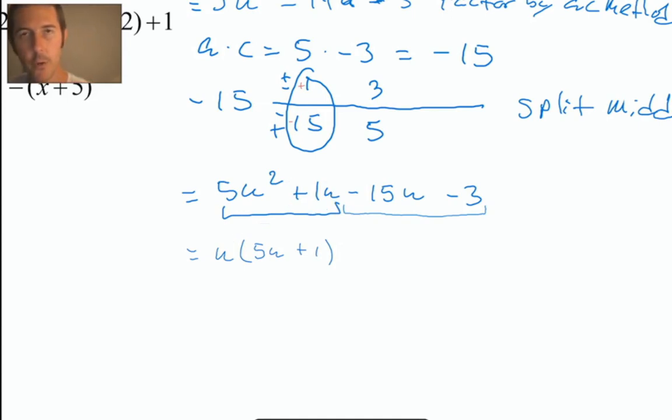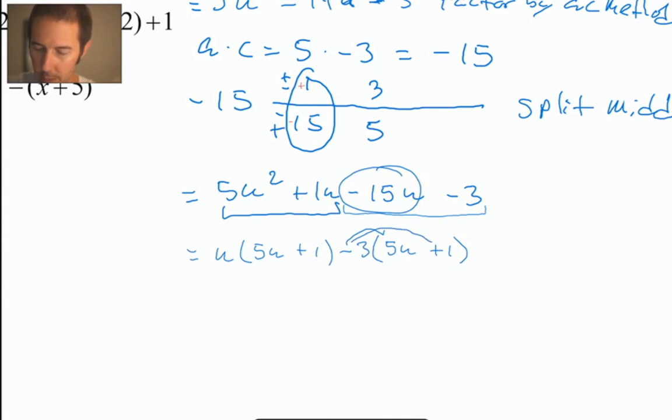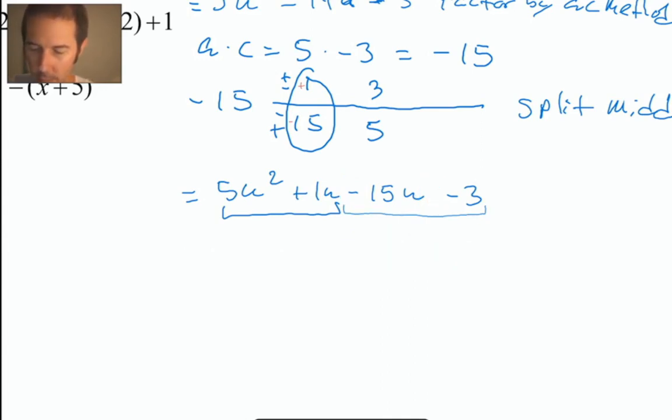And then we look at the second group. The GCF in the second group is unusually a negative number. It's a -3. Last time we did factoring by grouping, it was a +1 that came out. Now it's a -3. Reverse distribute it. 5u plus 1. -3 times 5u makes -15u. -3 times +1 makes -3. We're doing well. We're factoring correctly.